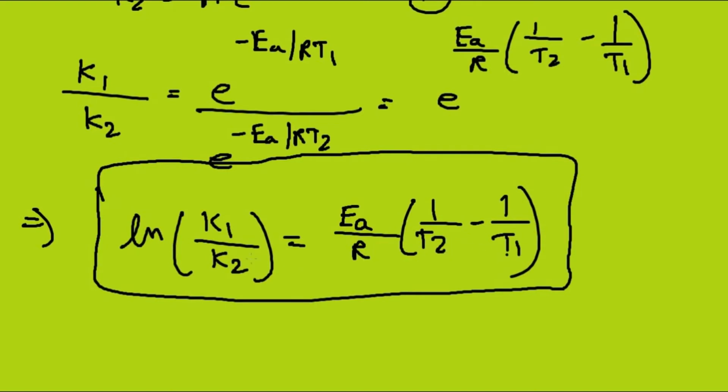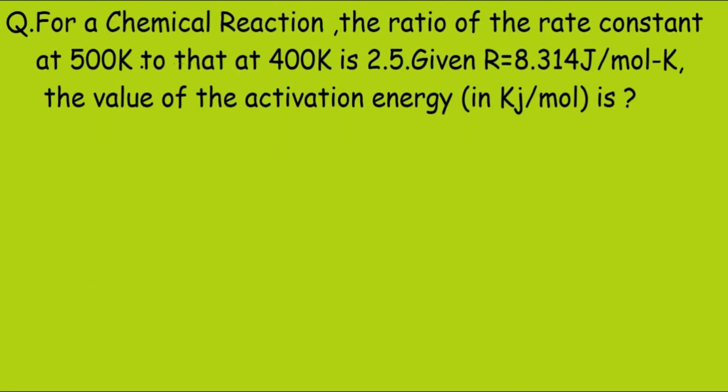If the temperatures are given and one rate constant is given, then we can find the other rate constant at the other temperature. I will solve a simple problem to show the application of this equation. So the question I have is, for a chemical reaction the ratio of rate constant at 500 Kelvin to that at 400 Kelvin is given by 2.5. Now given R equals 8.314 joules per mole Kelvin, the value of the activation energy is?